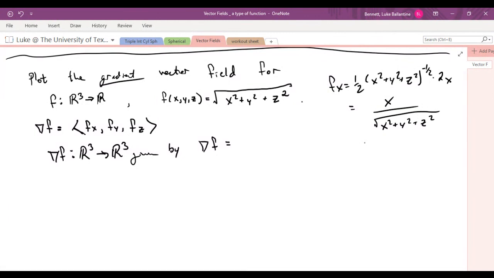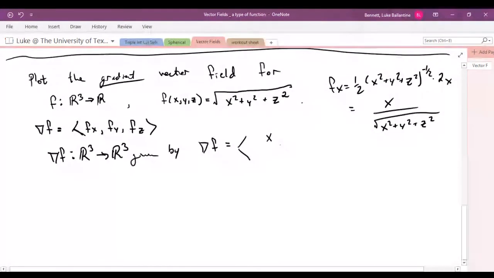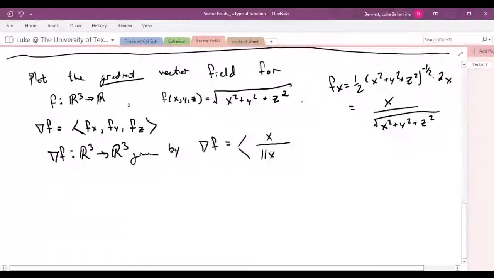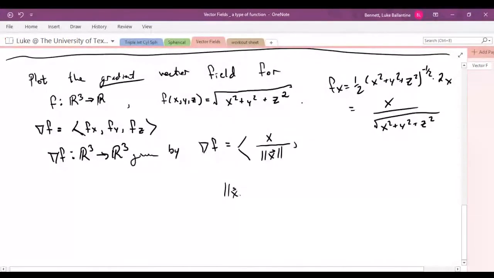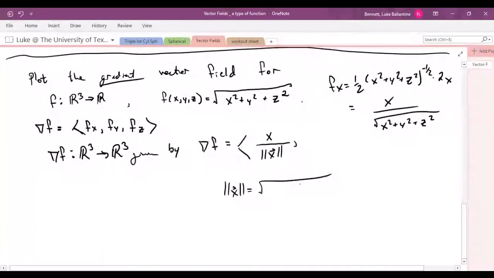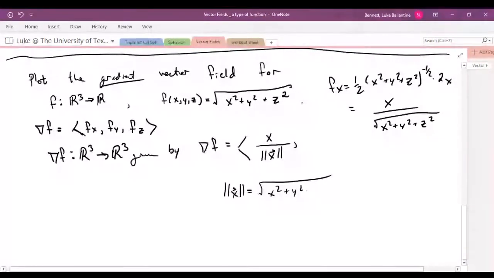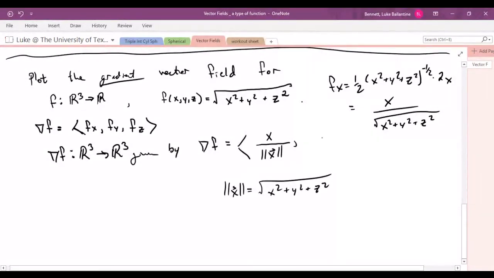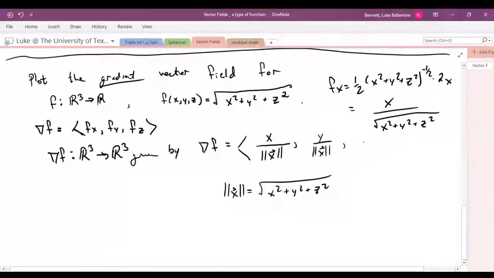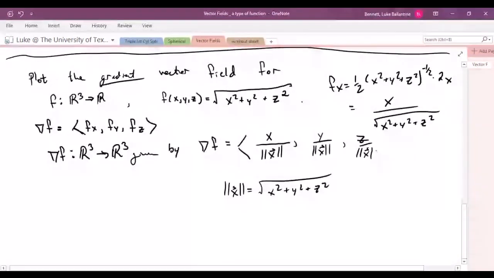So you can actually write this in a compact form. You can write it x component divided by magnitude of vector x. Because remember, magnitude of vector x, if x is in R3, is the square root of x squared plus y squared plus z squared. So this would be an acceptable answer. Y over magnitude of x, z over magnitude of x.